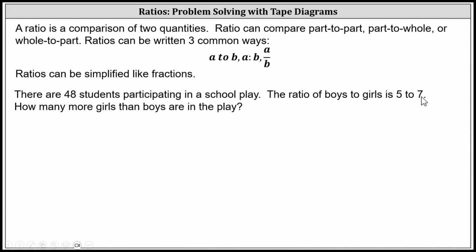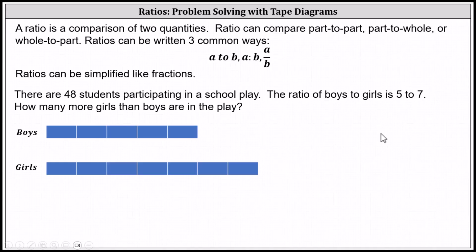And since 5 plus 7 is 12, we will now form two tape diagrams, one for boys and one for girls, where 5 of the parts will form the tape diagram for the boys, and 7 of the parts will represent the tape diagram for the girls. And therefore the tape diagrams look like this. Again, we have a total of 12 equally sized parts.